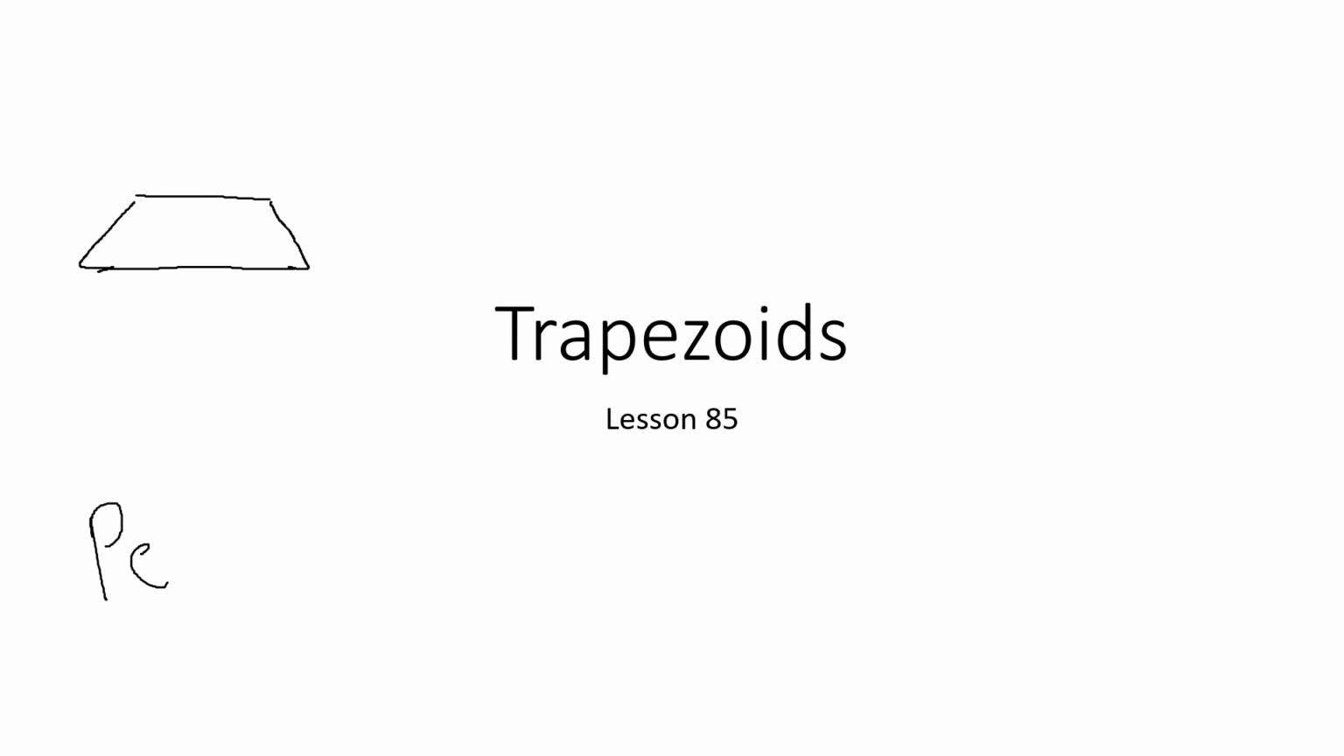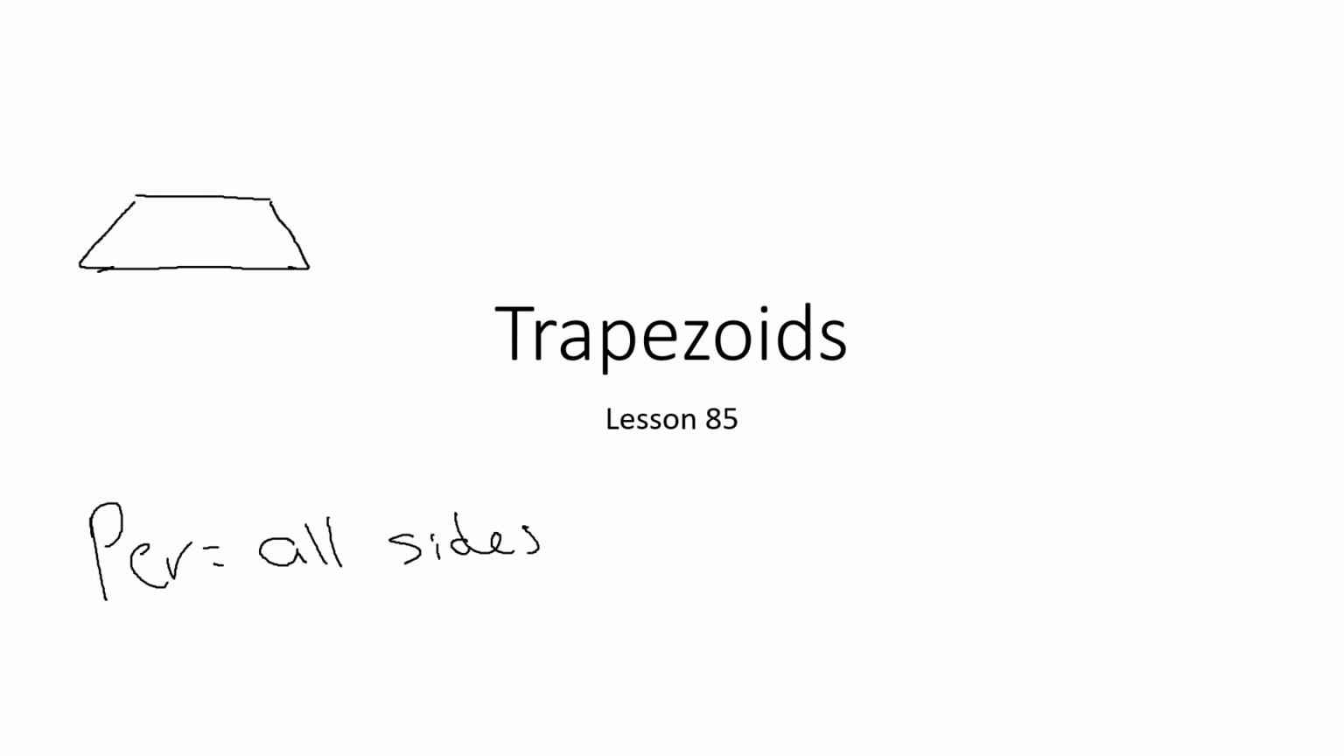And perimeter is the exact same thing. Perimeter, you just add up all the outside. Now there is an equation in your textbook, P equals A plus B plus C plus D, where A, B, C, and D are all the four sides. That's too much to remember. There's no need to remember that because perimeter, you just add all the sides.